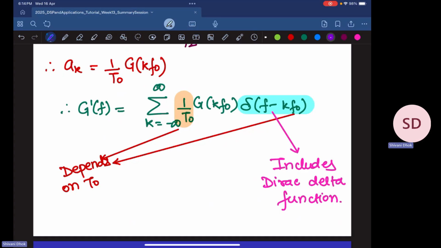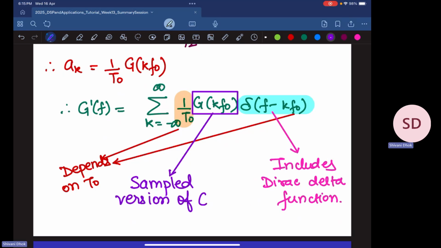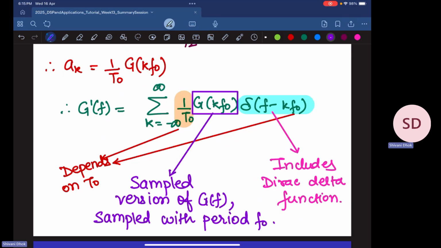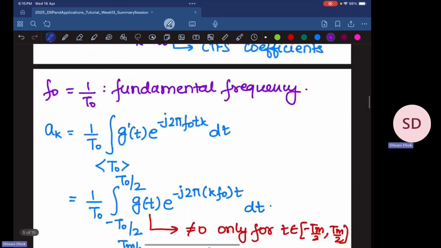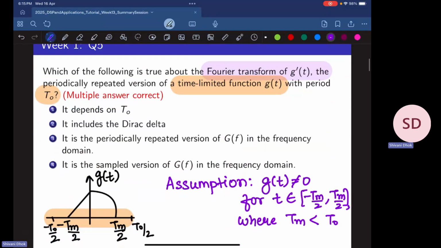And the last thing that we need to figure out is this thing. So what is this? This is basically a sampled version of g of f, sampled with period f naught. Okay, is it clear? Any questions? So what all things does it depend on? It depends on t naught, it depends on the Dirac delta function, and it depends on the sampled version of g of f.